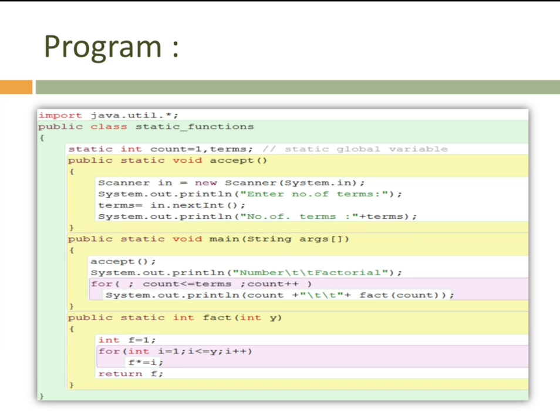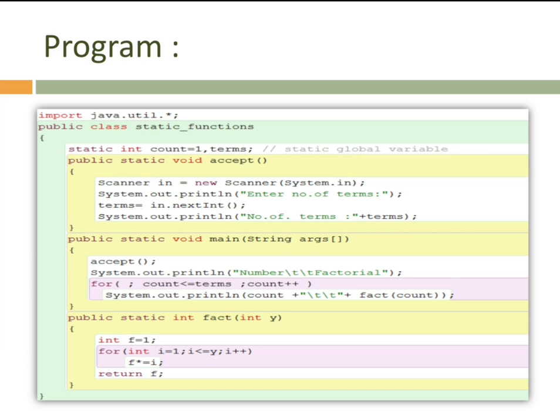We have three static functions in front of us. One I had already written. See, public static void accept. Public static void accept, basically I created it to accept the number of terms, and I want to show the number of terms in front of you. And then see, I have written public static void main, the normal function that we write. The same function I have written.